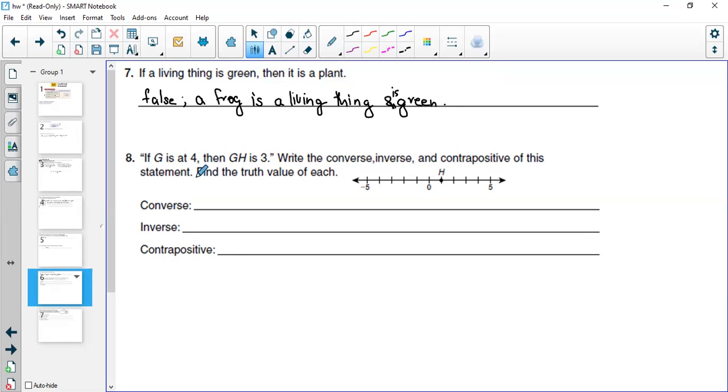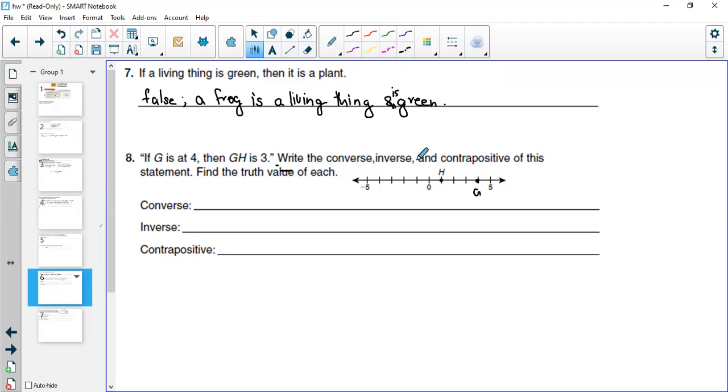If G is at 4, then GH is 3. So first let me show you where is G. G is at 4. So this is 4. So according to the question, this is going to be G. Then GH, so the distance between G and H is 3. We know that. So if G is at 4, then the distance of GH is going to be 3.